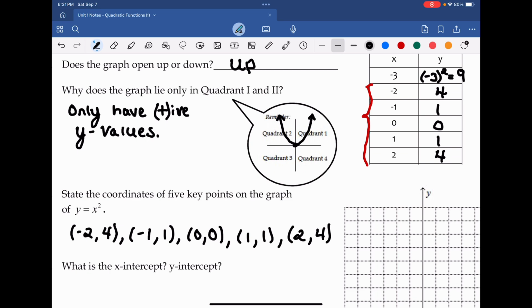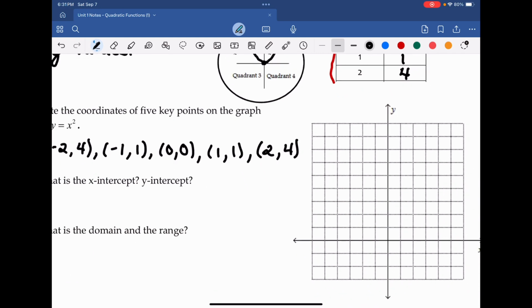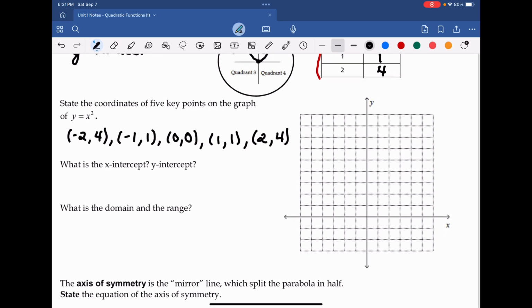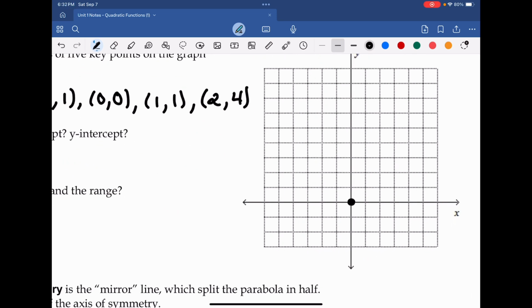Now, what is the x-intercept and what is the y-intercept? Well, let's first draw a rough sketch of this before we go into the x-intercept, y-intercept, and domain and range, because it might help us see this quite clearly. Our first point is on the origin. Our second point is 1, 1. Our third point is 2 and 4, so I'm going to go up to here. Our next points are -1 and 1, and -2 and 4.